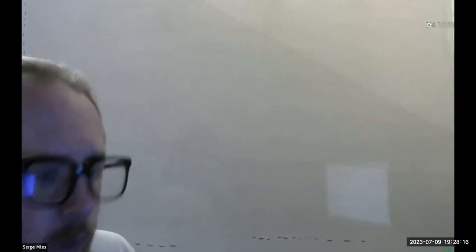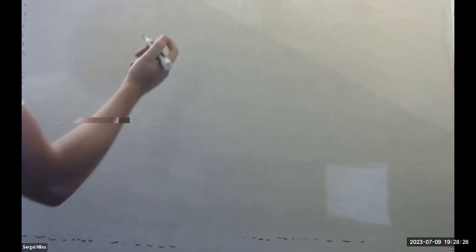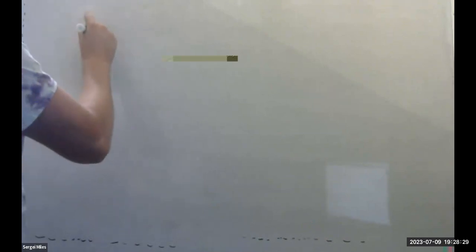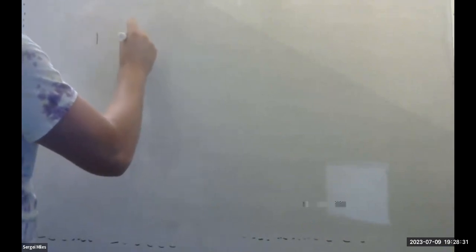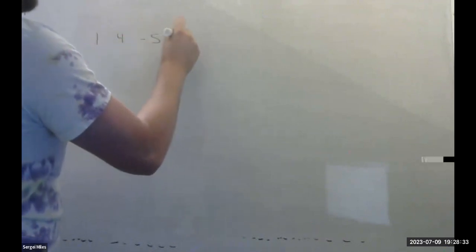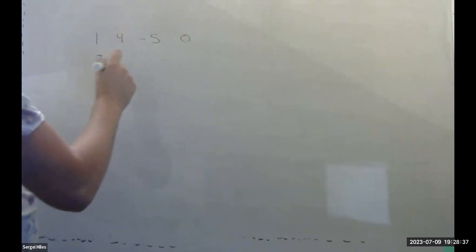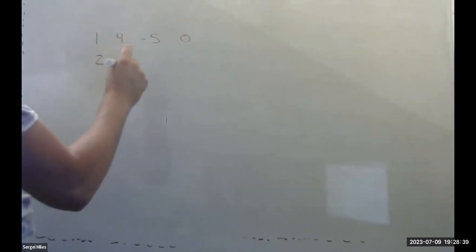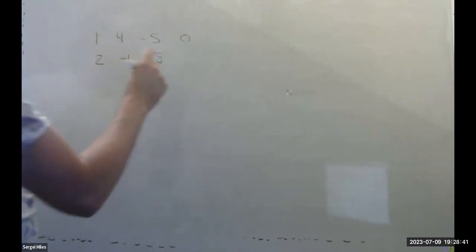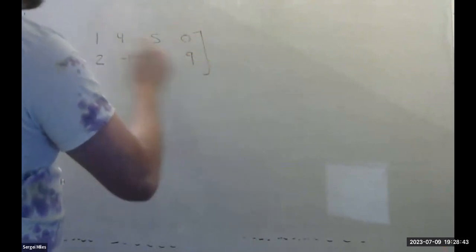So, okay, we want to find a solution. How do we do this? Well, you might already have guessed. We need to turn this into an augmented matrix. So I'm just going to go straight to that step. Our augmented matrix is 1, 4, -5, 0, 2, -1, 8, 9.